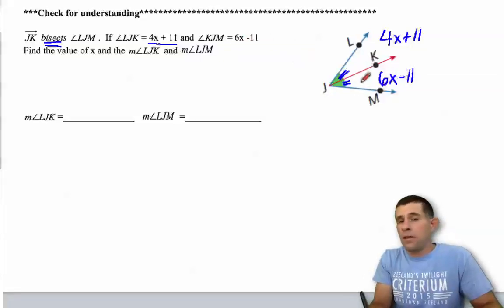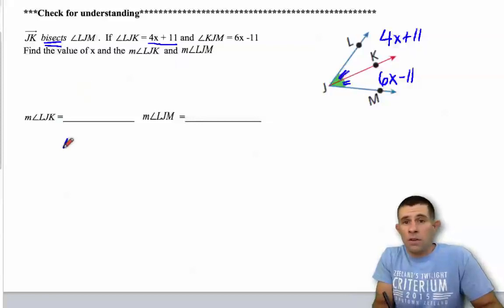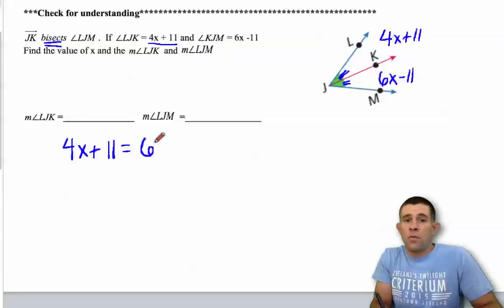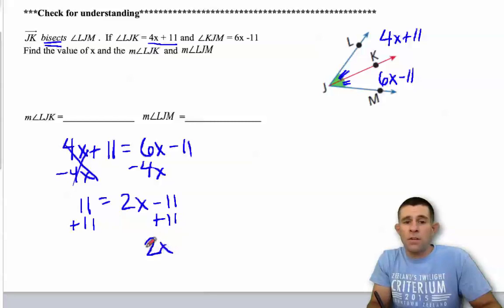Now again, because it's bisecting, I know that these two smaller angles are congruent to each other. Whenever I have congruent angles, I can set their expressions equal and solve for x. Now from here I'm going to combine like terms. I'm going to move my 4x over here. It goes away on this side. I'm left with 11 is equal to 2x minus 11. Now I'm adding 11 over to the other side of the equal sign, so I end up with 2x is equal to 22. When I divide off that 2, I'm left with x is equal to 11.